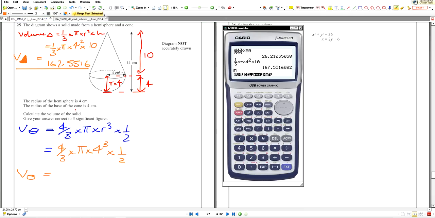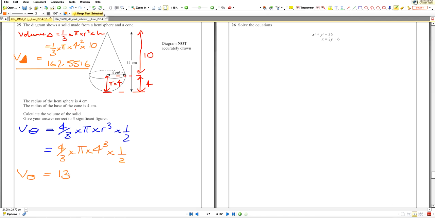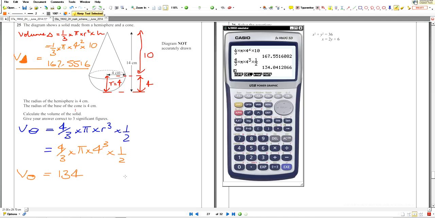So get the calculator back out. Fraction button again. So 4, replay 3, replay, times by shift pi, times by 4 cubed this time, so we need 4 to the power of 3. Okay, let's bring the replay back down again. And then we've got to work out half of it. So I've written down half here. We can just put the fraction button back in again and put 1/2. Or we could type in 0.5. And that gives us a value of 134.0412.